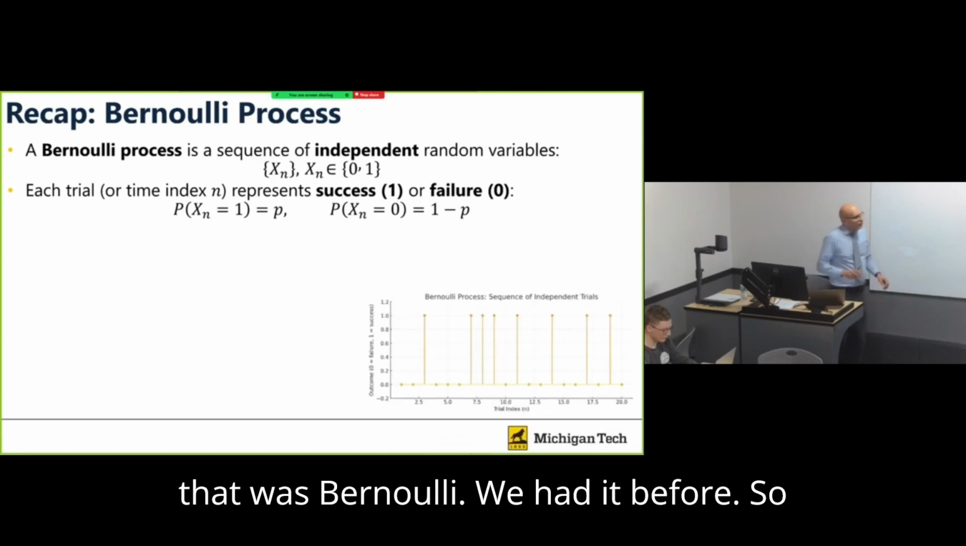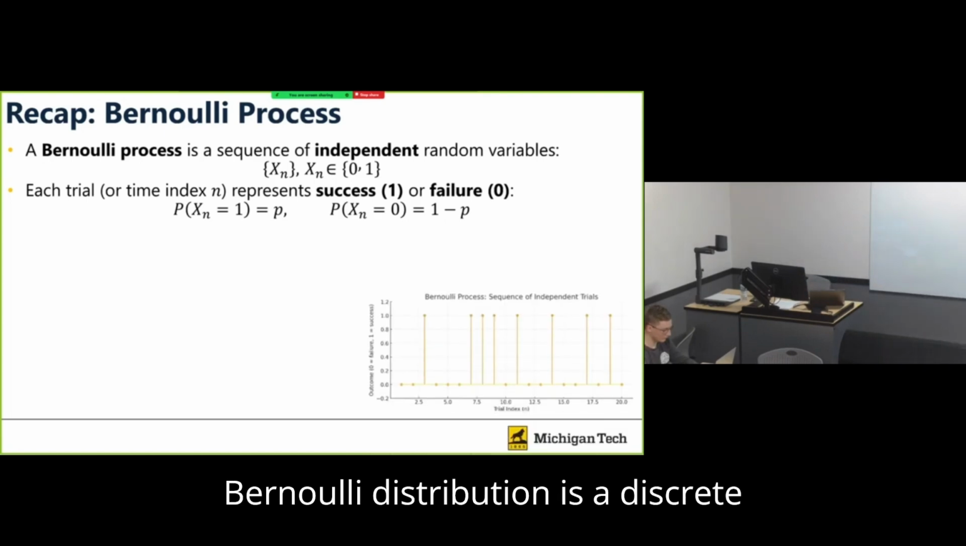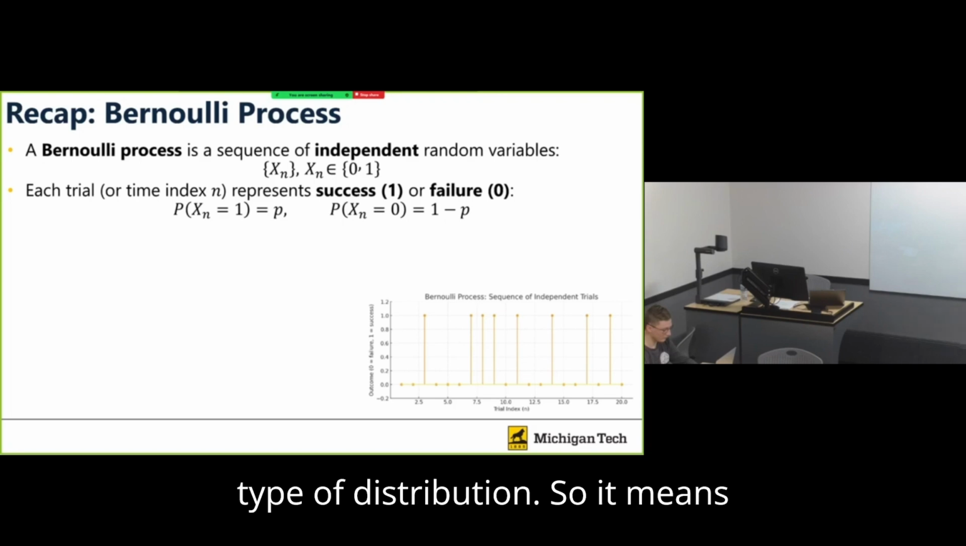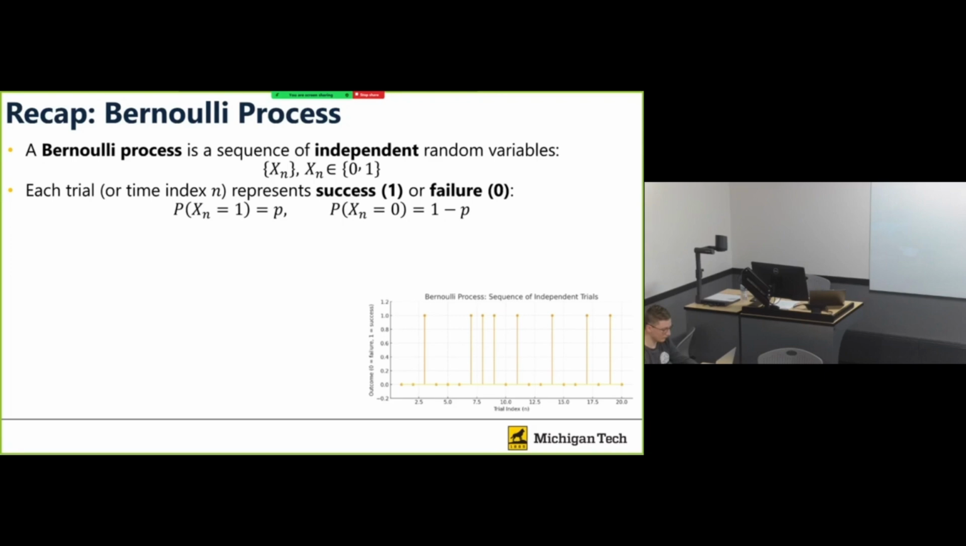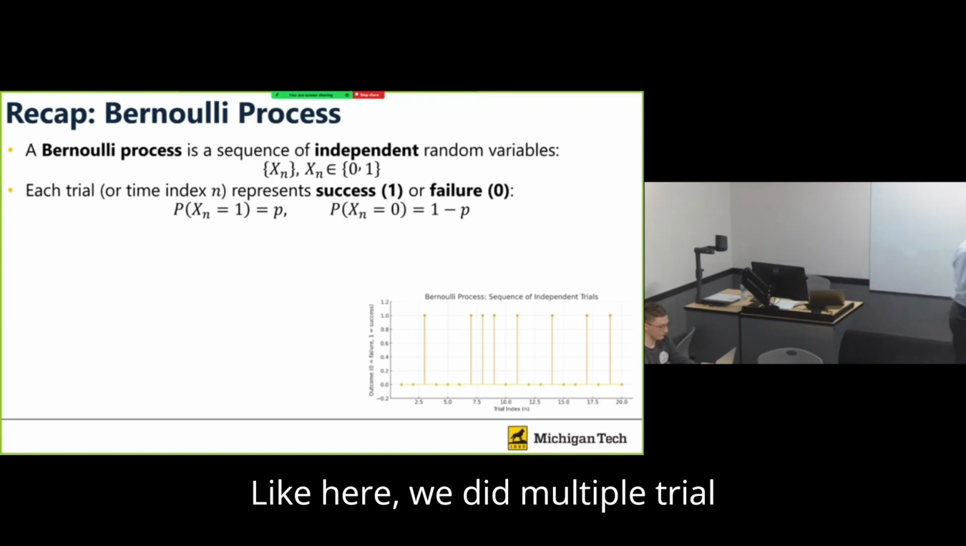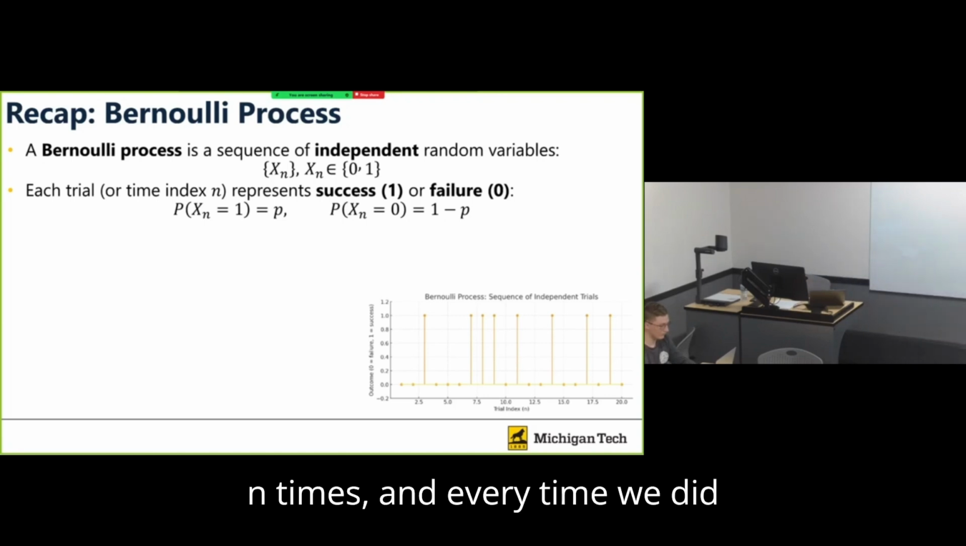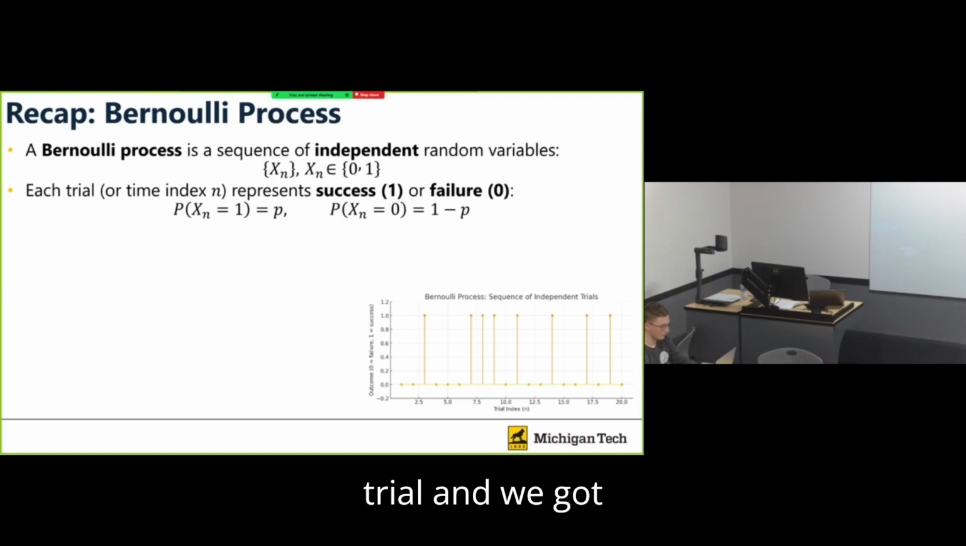We had it before. The Bernoulli distribution is a discrete type of distribution. It doesn't have a continuous function; it has a mass function. So you just have 0 or 1. Like here, we did multiple trials, n times, and every time we did a trial, we got 0, 0, 1, 0, 0, 0, 1, 1, 1, and we did it many times.